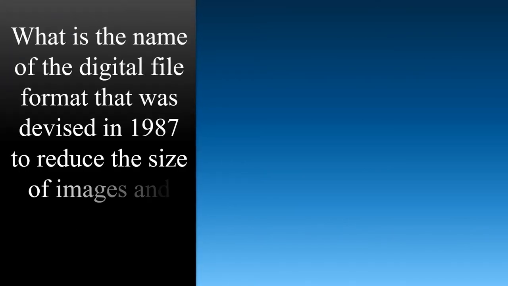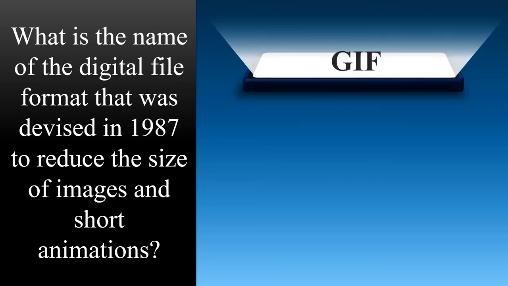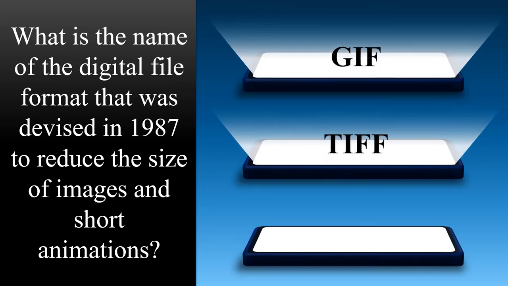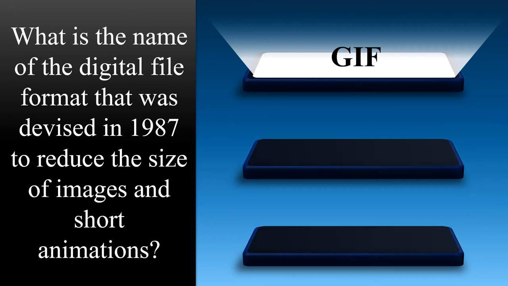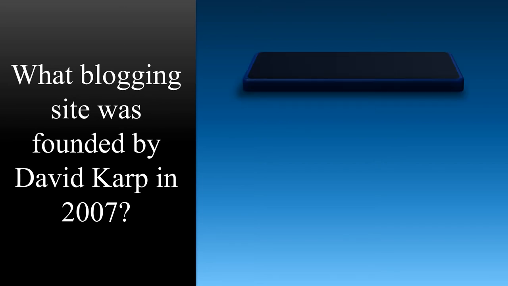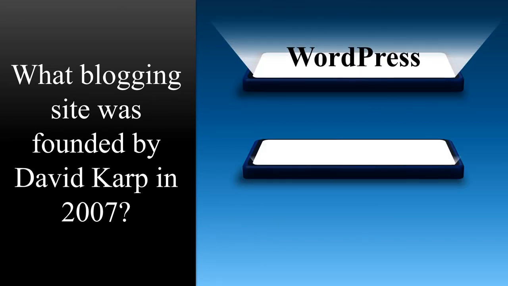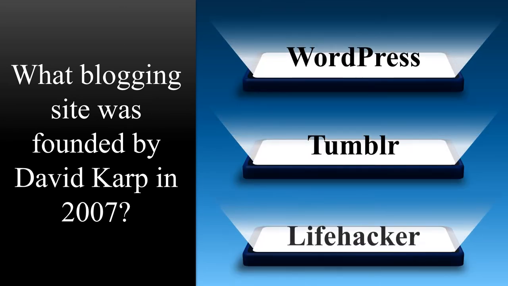What is the name of the digital file format that was devised in 1987 to reduce the size of images and short animations? Is it GIF, TIFF, or JPEG? What blogging site was founded by David Karp in 2007? Is it WordPress, Tumblr, or Lifehacker?